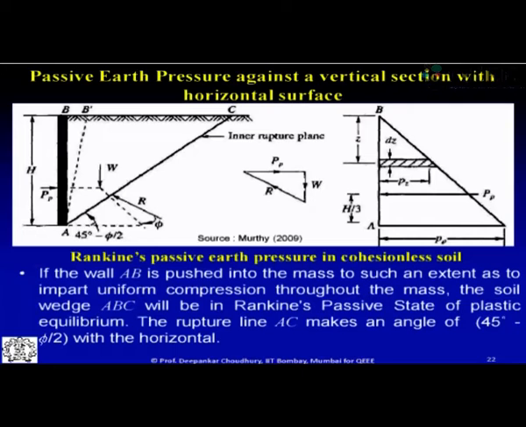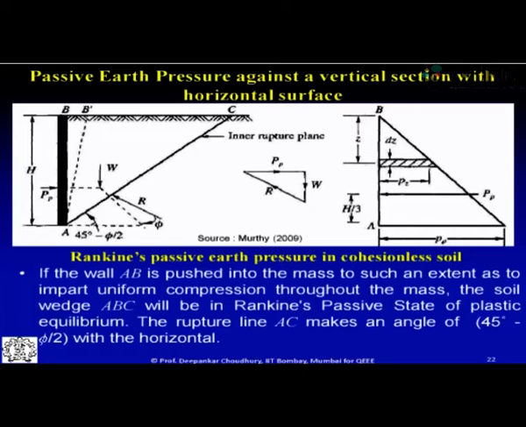The passive earth pressure against a vertical section with horizontal surface, that is with Rankine condition, smooth wall, vertical face. What happens in this case? Wall is moving towards the backfill. This is the failure plane, and the inclination of that failure plane with horizontal is nothing but 45 minus phi by 2. And what are the forces acting on a chosen plane? Weight of the failure zone. This is passive earth resistance, and this is the soil resistance acting at an angle of phi.